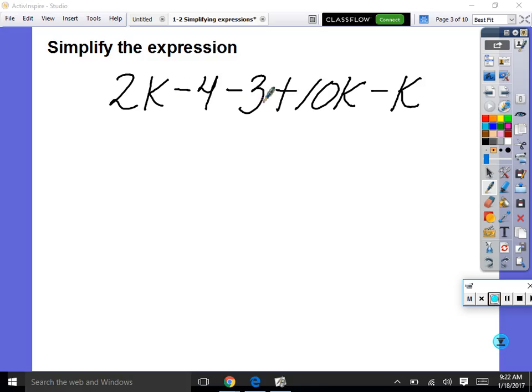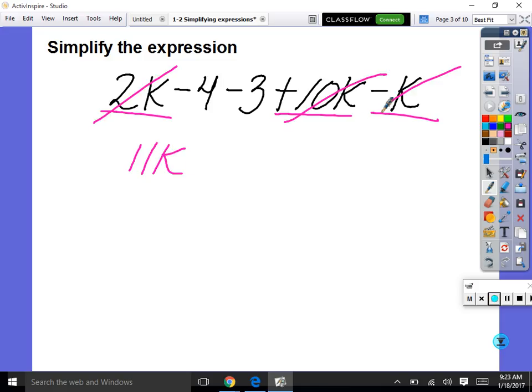Notice, isn't it subtraction, subtraction, addition, subtraction? So it's all adding and subtracting. So apples can be combined with apples. So K's can be combined with K's and K's only. Constants can be combined with constants only. So let's combine. Let's focus in on our K's. 2K's plus 10K's minus 1K. So 2K's plus 10K's is how many K's? 12K's minus 1K. 11K's, correct? Okay, now cross those out so that you know you've taken care of those.